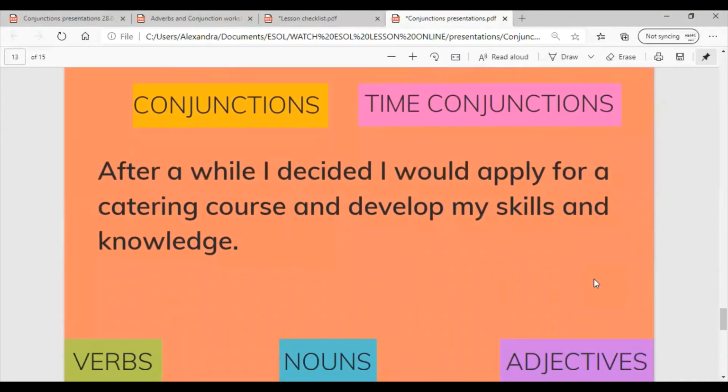So here's an example sentence, and we're going to do the usual of look for the nouns, the verbs, the adjectives, and now the conjunctions in the sentence, but at the end we're also going to look and see if we can spot the time conjunctions.